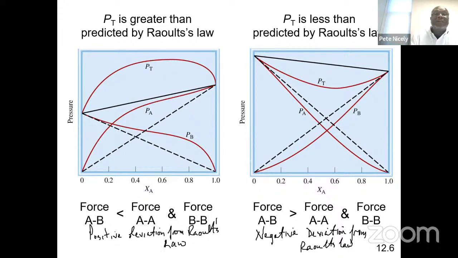Okay, so any questions about this? Any questions about what I just covered here with respect to positive and negative deviations from Raoult's law?